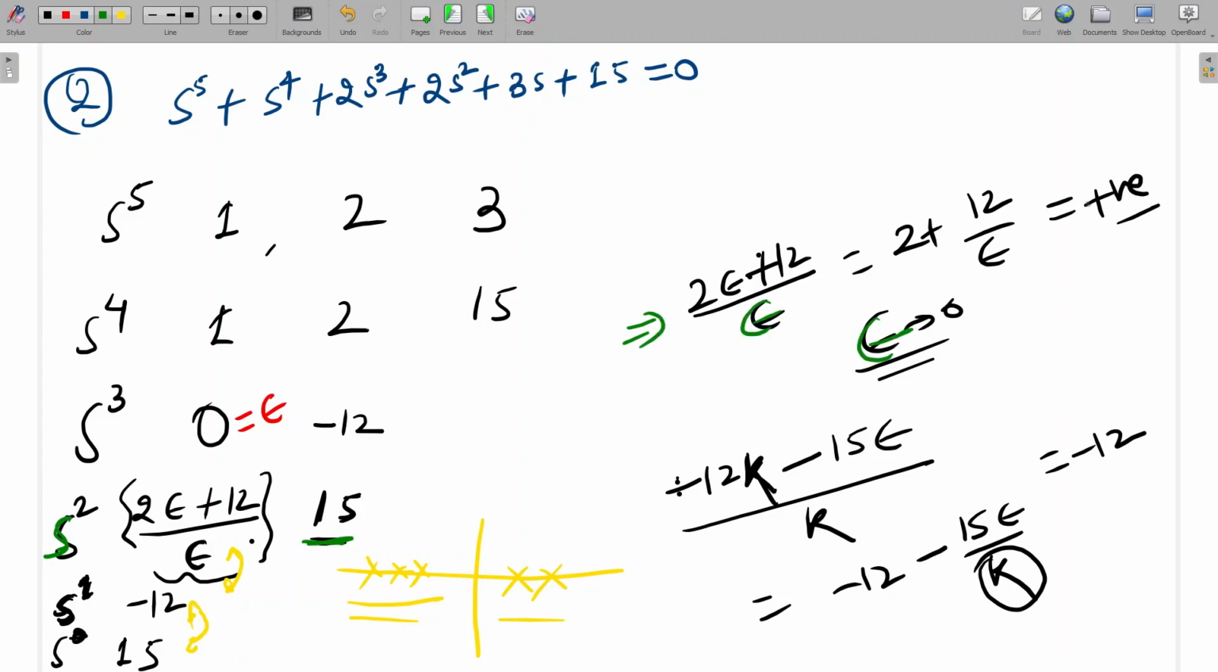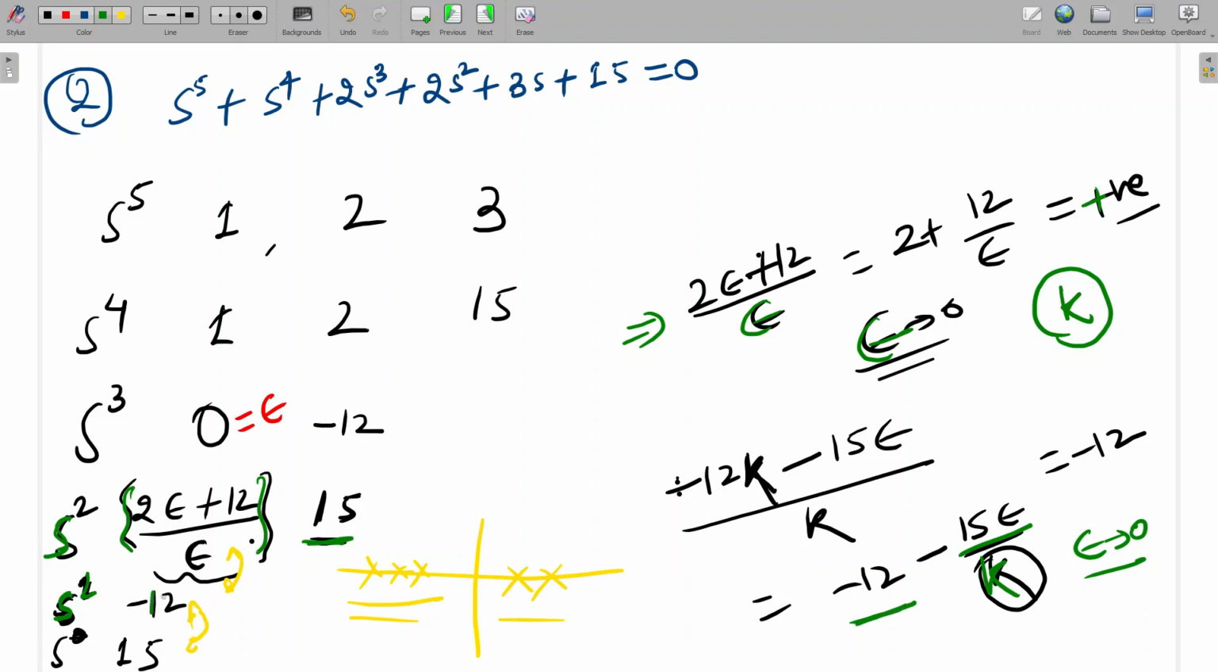So this value will be positive. Some positive value will be there, so I am assuming it as some positive constant k. So this whole value I am assuming as k. What will be the s to the power 1 value? So s to the power 1 will be minus 12 into k minus 15 into epsilon, divided by k. So this will be minus 12 minus 15 epsilon by k. Again, epsilon tends to 0. So the s to the power 1 value will be minus 12.